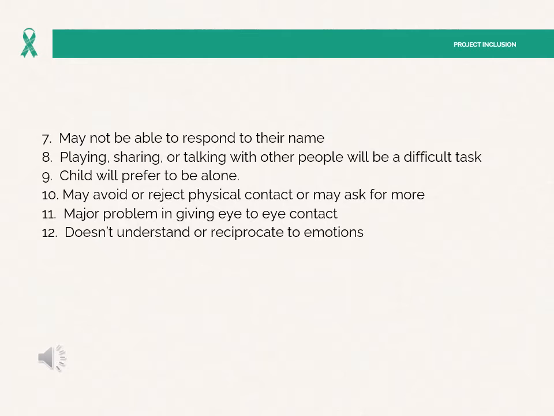12th, doesn't understand or reciprocate emotions. In our terms, we call it emotional reciprocity. This means that the child himself or herself is unable to express desires, needs, or emotions, and also it's possible that, for example, a parent is crying in front of them. Still, the child may ignore the emotion completely or simply start smiling or laughing without any reason.